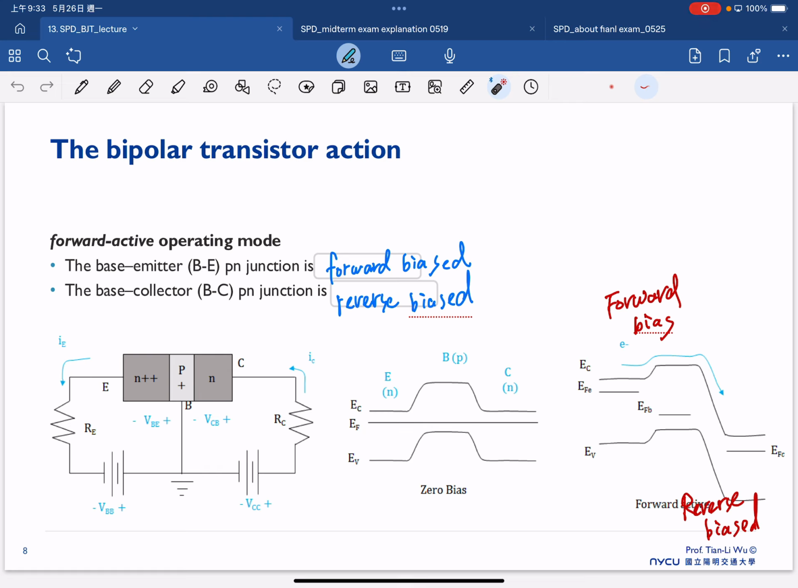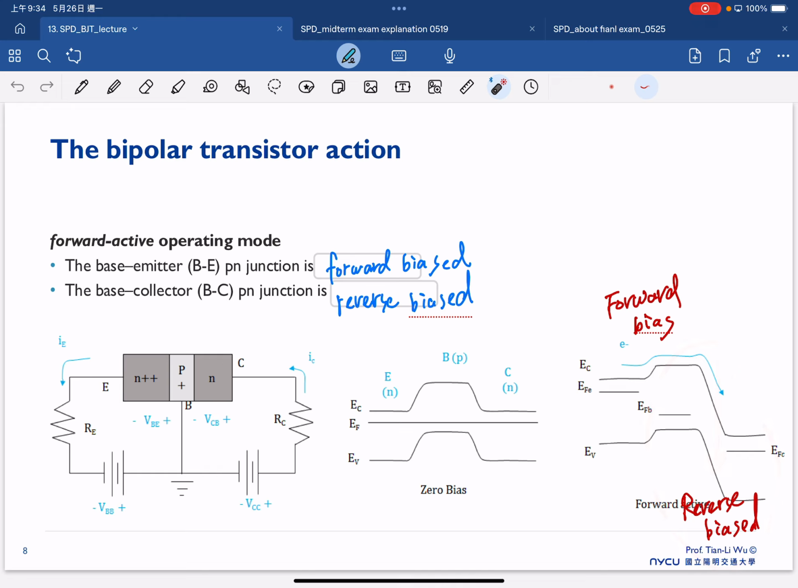Okay, so last time we already mentioned that for the bipolar junction transistor, we have 4 different operation regions, and the most important is the forward active operation mode. In this case, we bias the base and emitter under forward bias, and we bias the base collector under reverse bias. So when we consider the forward and reverse bias between the BE and BC, we can have the band diagram shown here, because due to the forward bias, the barrier is reduced, but because of reverse bias, the barrier is increased.